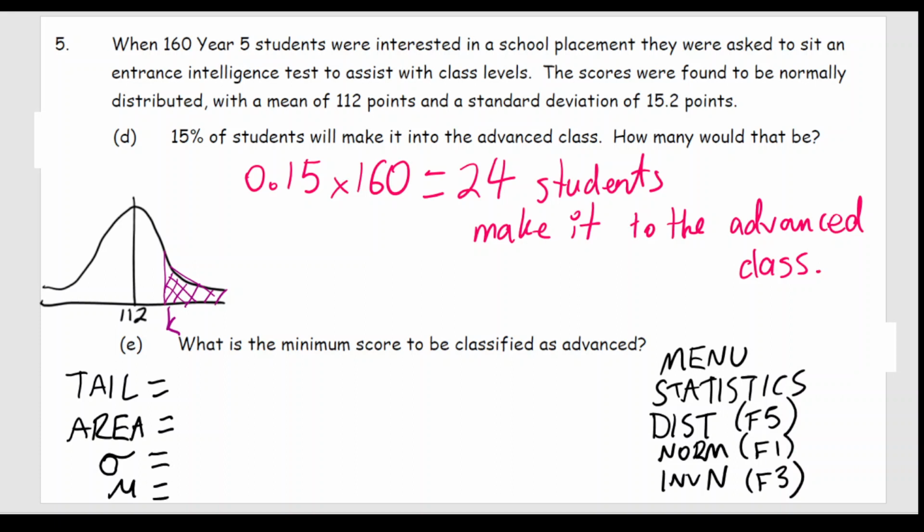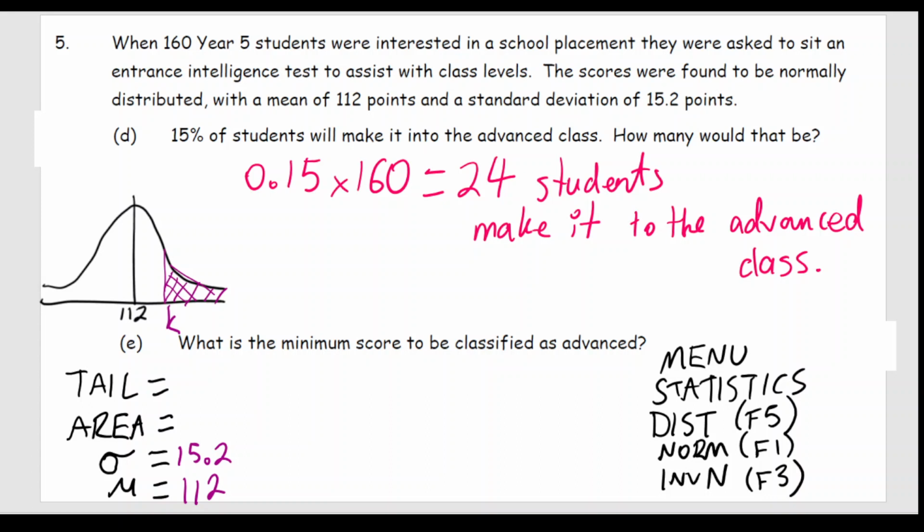We know that our standard deviation is equal to 15.2. We know our mean is 112. Now the other things that we need to think about is the tail. So that is the direction that the tail is pointing in, or where our data is pushing towards, and that is going to be to the right. And then we need to put in our area. So our area is that percentage as a decimal, which we found earlier, which is going to be 0.15.